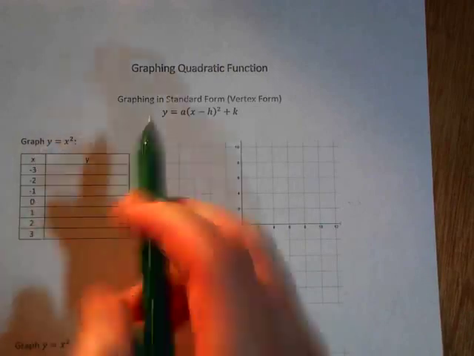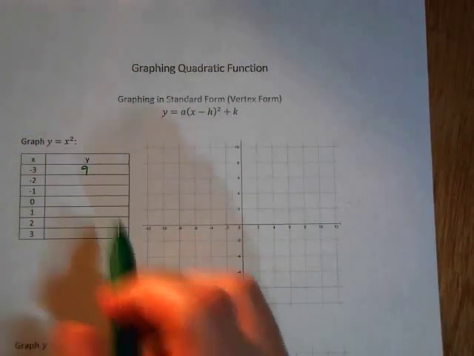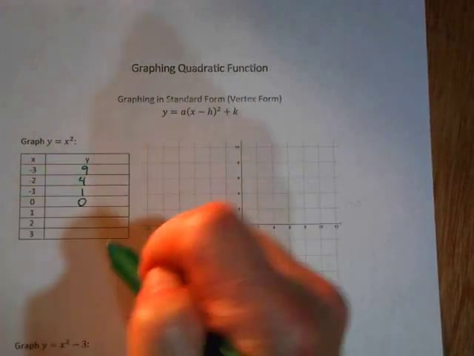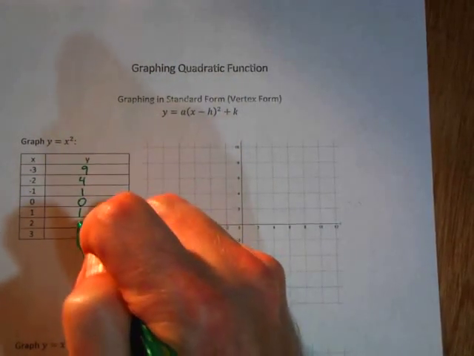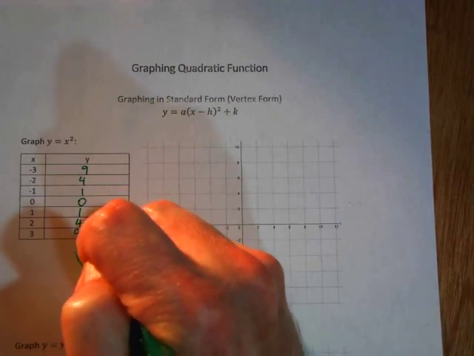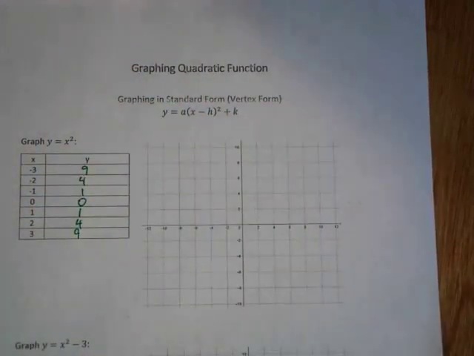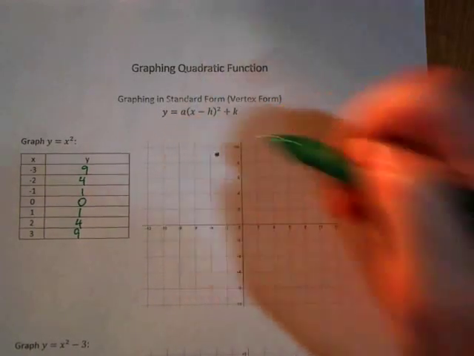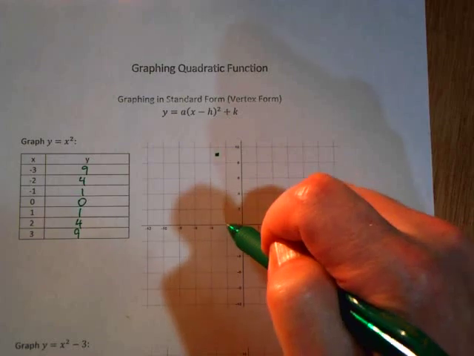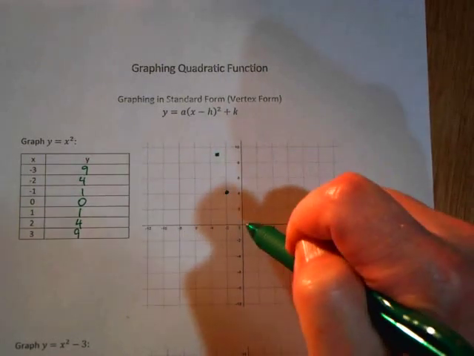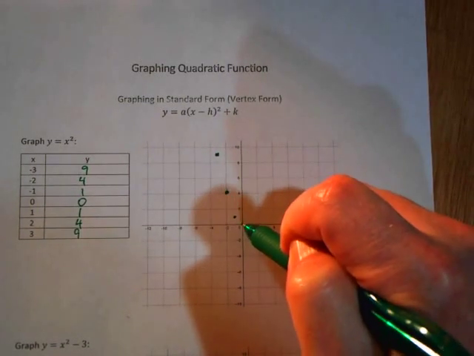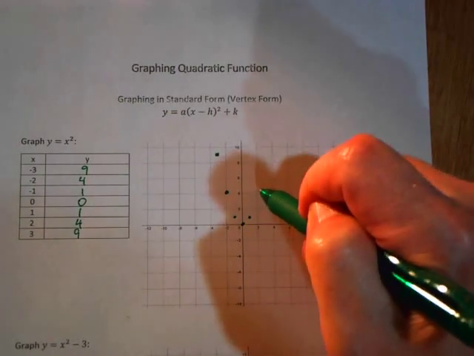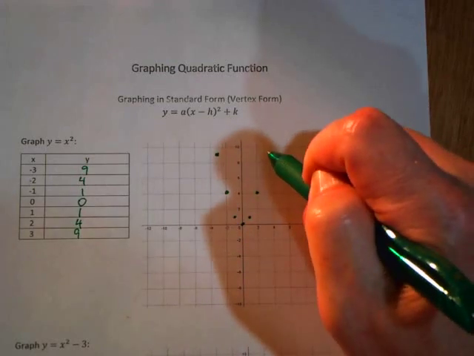If I plug in -3, squared is 9. -2 squared is 4. -1 squared is 1. 0 squared is 0. 1 squared is 1. 2 squared is 4. 3 squared is 9. So I have -3, 9; -2, 4; -1, 1; 0, 0; 1, 1; 2, 4; and 3, 9.